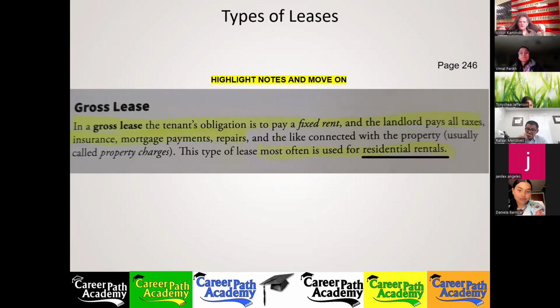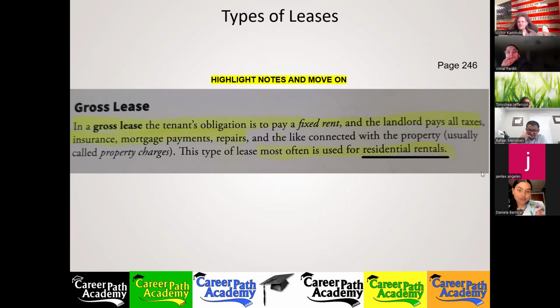So the landlord's responsible for all other property expenses. This is the type of lease that's common with residential properties, right? You pay your fixed rent. You don't pay the taxes, the landlord does. You don't pay any maintenance of the property, like grass cutting or snow removal. The landlord should be handling that.